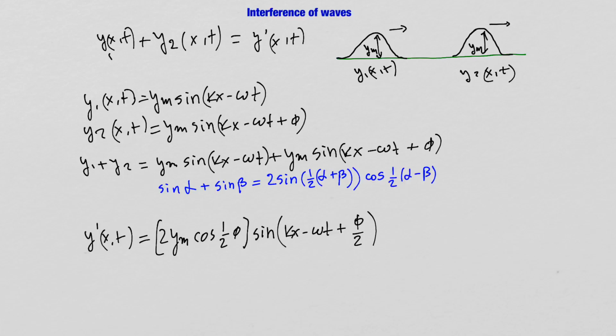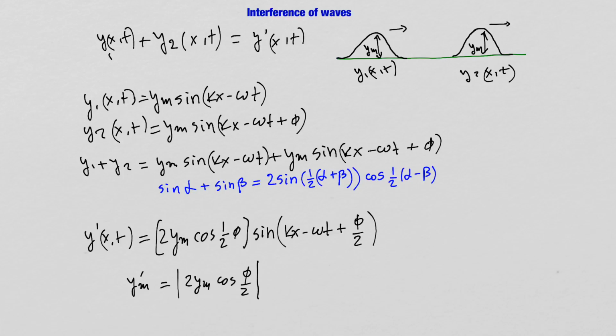So I can rename that as ym prime. And of course, since I'm talking about amplitude, I must take the absolute value of this expression, since it can be positive or negative depending on the argument of the cosine function. So this is the absolute value of twice ym cosine of phi divided by 2.